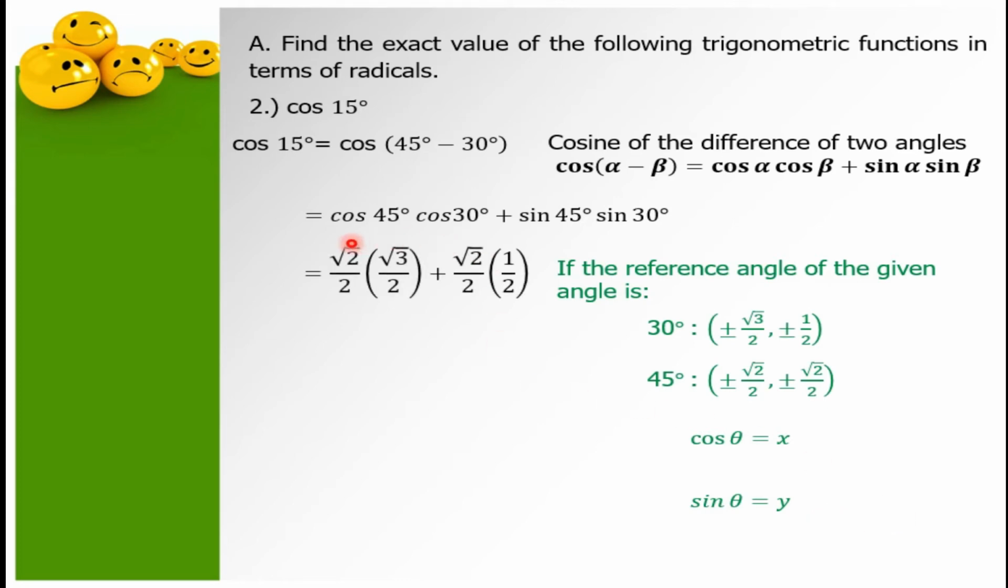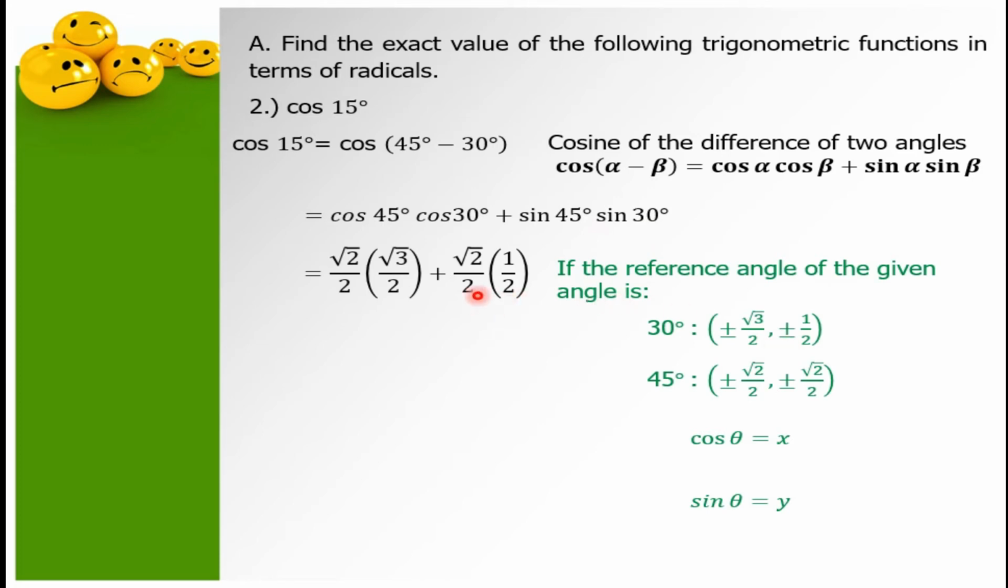So, by simplifying, cosine 45, cosine is x, eto yon. So, square root of 2 over 2 kasi lahat naman ay positive. Cosine 30, eto is the x-coordinate. We have here square root of 3 over 2 plus sine 45, sine is y. So, eto. So, square root of 2 over 2 and sine 30, eto, that is 1/2.